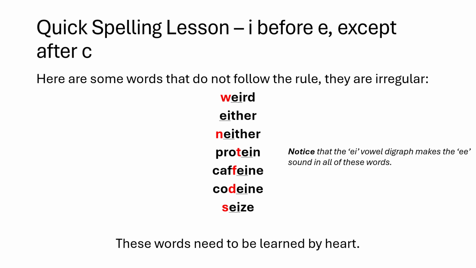Here are some words that do not follow the rule. They are irregular. Weird, either, neither, protein, caffeine, codeine, seize. Notice that the EI vowel digraph makes the E sound in all of these words. These words need to be learned by heart.